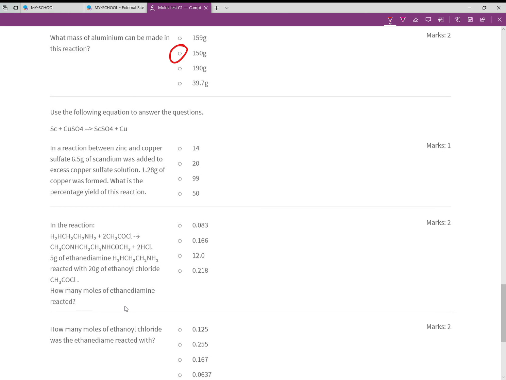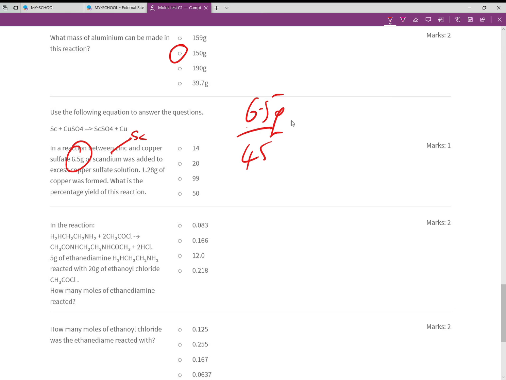Okay, next question. Right, so we are using this equation. Well, that's a nice one, nice 1-to-1. Okay, so in a reaction between zinc and copper sulfate, 6.5 grams, or sorry, scandium, I should say scandium, not zinc. Okay, scandium and copper sulfate. Scandium was added to excess copper sulfate, and 1.28 grams of copper was formed. What's the percentage yield? Okay, so let's say our scandium. So we started off with 6.5 grams over the atomic mass of scandium, which is 45.